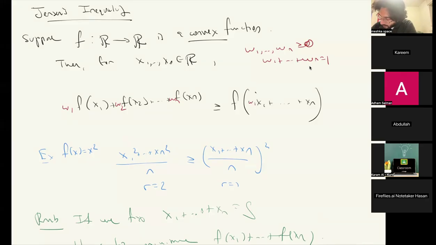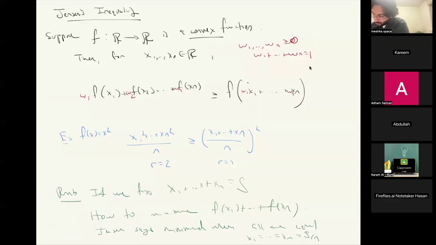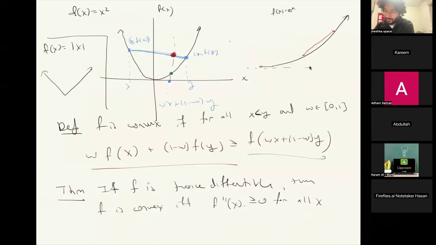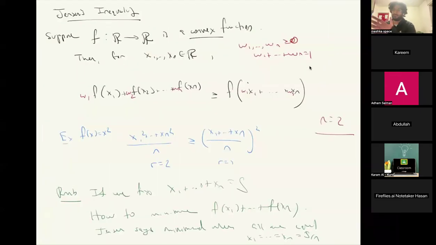Right? This is still true. So one thing I want to point out is the n equals 2 case. If I just have W1 f of x1, W2 f of x2 in here, it's the same thing as... Exactly, it's the definition of convexity. So it should tell you that Jensen is very close to the definition of convexity.